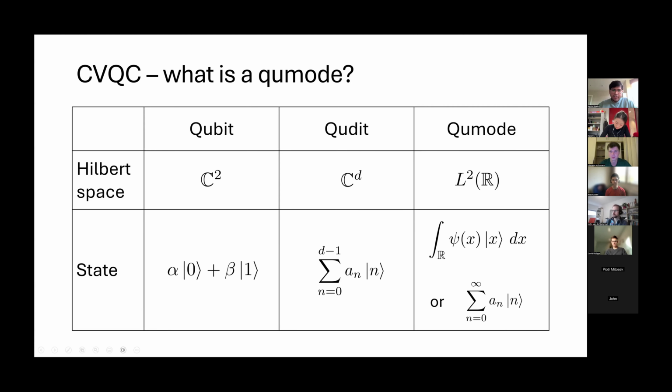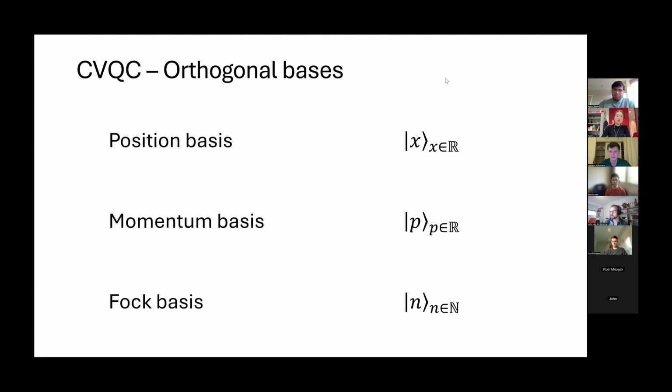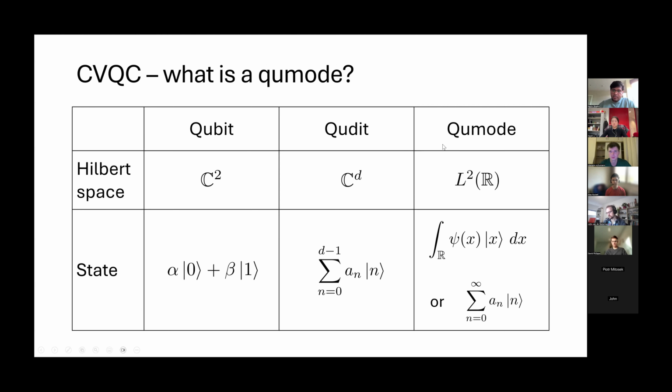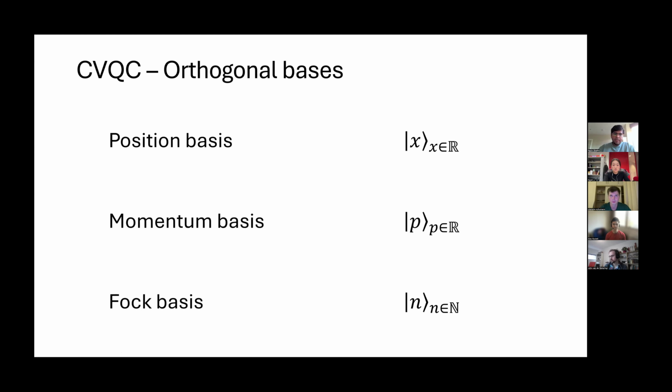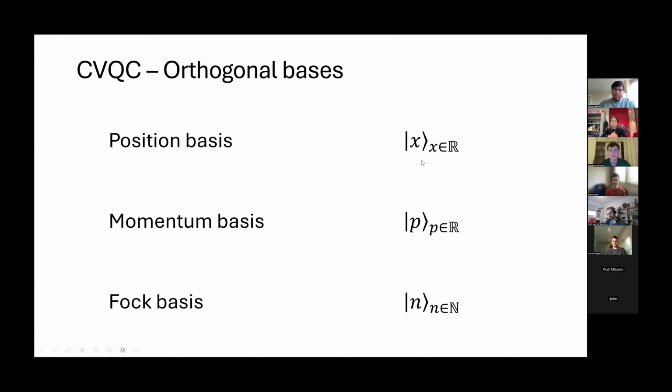So in the infinite dimensional case, we get three different kinds of orthogonal bases. In the qubit and qudit case, you usually have two complementary bases: your computational basis and your Fourier basis. But for infinite dimensions, there are three natural choices of bases. First is your position basis, where your ket x takes values in real numbers, and then there is the momentum basis. Position and momentum are the complementary bases here, but you also have the Fock basis, which is the discrete basis, which corresponds to, let's say, the number of photons in your system.